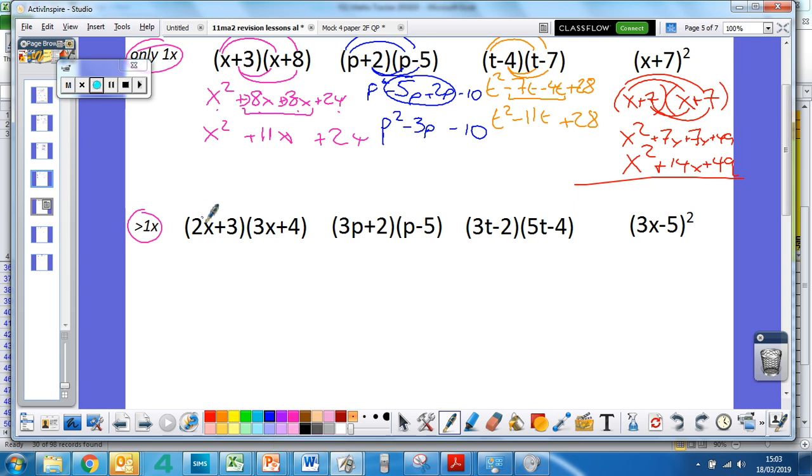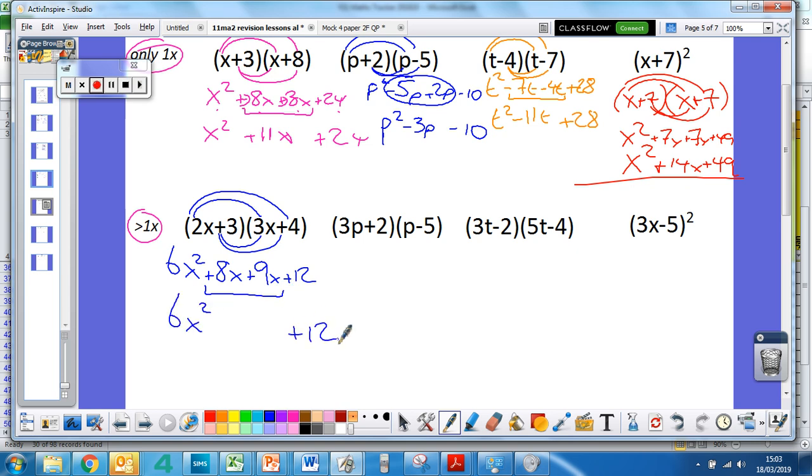We do the 2x times the 3x, 6x squared. The 2x times the plus 4, plus 8x. The plus 3 times the 3x, plus 9x. The plus 3 times the plus 4 gives us plus 12. It's the middle parts we need to tidy up. We still have 6x squared. We still have plus 12. In the middle, it's plus 8, plus 9, which is plus 17 x's. Nice and simple. On to the second.